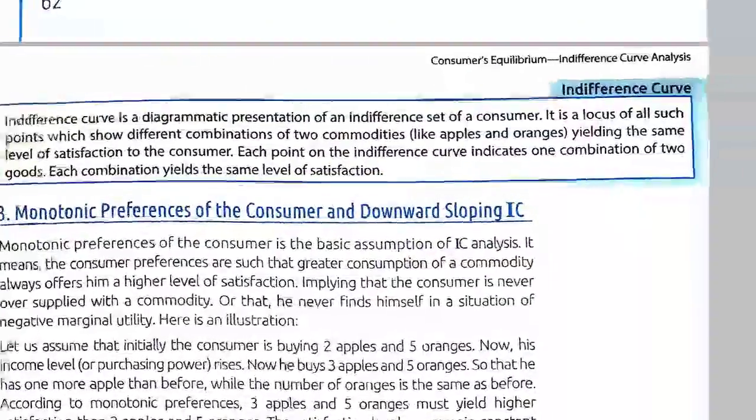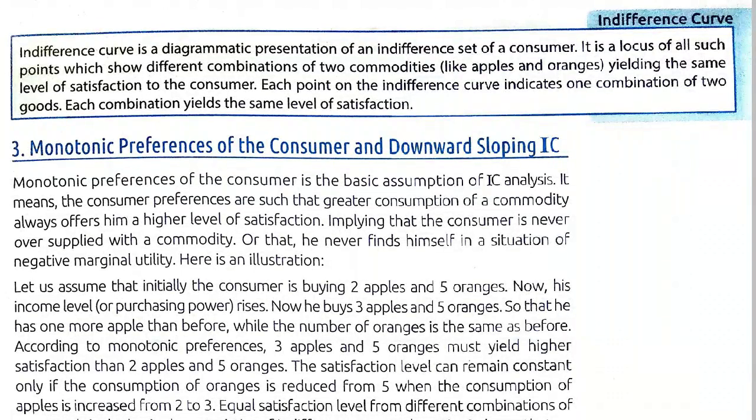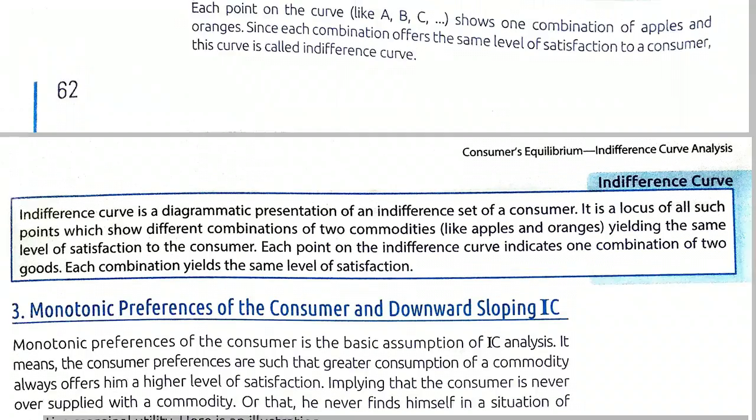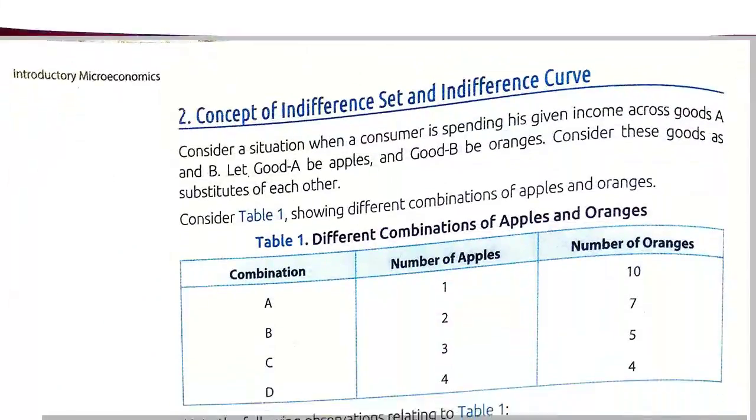If you define indifference curve, what is indifference curve? It is a diagrammatic presentation of the indifference set of a consumer. It is the locus of all such points which show different combinations of two commodities, for example, here you have apples and oranges, giving the same level of satisfaction to the consumer. Each point on the indifference curve indicates one combination of two goods. So we have discussed the indifference curve and set.